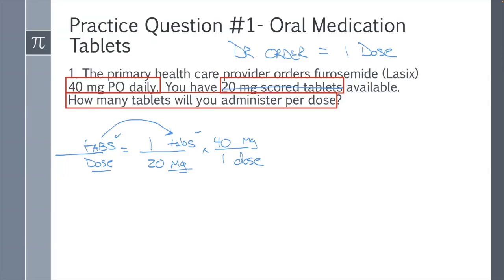It may say the doctor, it may say the physician. Just know whoever is writing that order is for one dose. Unless they ask you to calculate for the day, what we're solving for is one dose. What are we going to give the patient right now? What are we going to set the IV pump right now? How much medication are we going to draw up in our syringe to give right now?